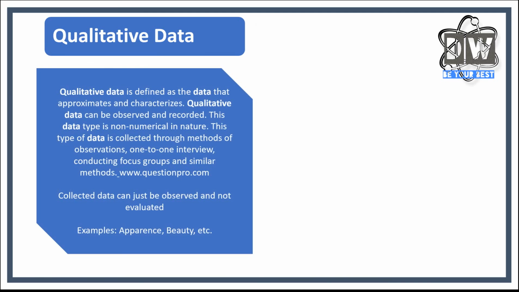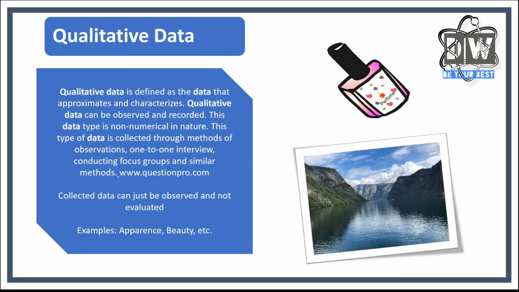Qualitative data, on the other hand, is defined as data that approximates and characterizes. Qualitative data can be observed and recorded. This type of data is non-numerical in nature. It is collected through methods of observation, one-to-one interviews, conducting focus groups, and similar methods. That comes from questionpro.com. Collected data can just be observed and not evaluated. Examples are appearance, beauty. We might even think about smells. So whether people like things or not is normally qualitative data.